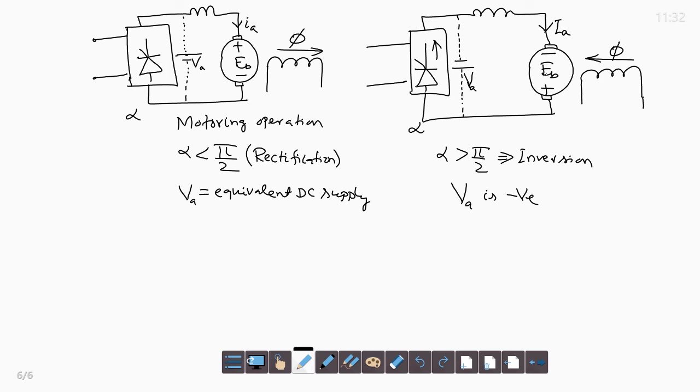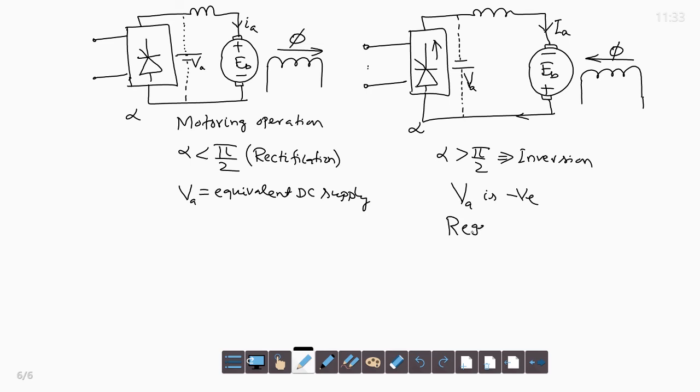After field flux reversal, back EMF has reverse polarity, and current is flowing out of the positive terminal of the armature of the motor, through the equivalent DC source. That means power is flowing from the DC machine armature to the DC source. Equivalently, the converter is operating in inversion mode, and power flows from the motor to the AC supply. So, this is the regenerative braking mode.